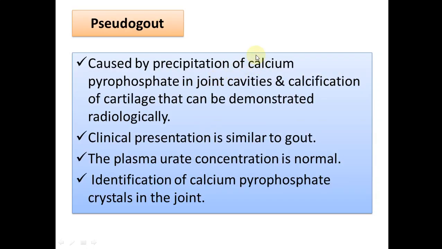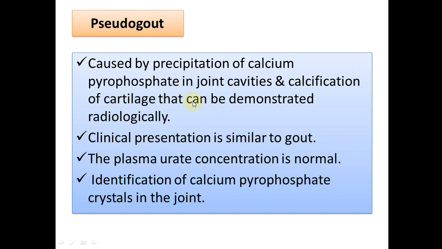There is another condition which is known as the pseudogout. In gout, we know that there is accumulation of sodium monourate crystals formed by the uric acid and sodium in the joints. But in pseudogout, what happens is that there is precipitation of calcium pyrophosphate in the joint cavities, and which will cause calcification of the cartilage, and it has an appearance more similar to that of the gout.